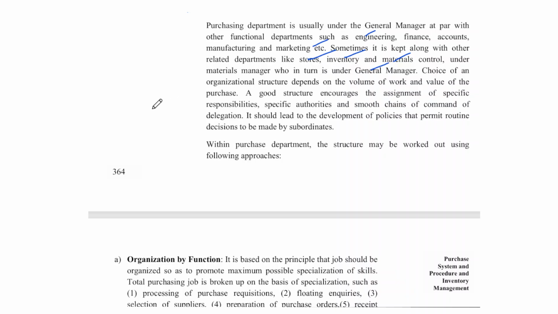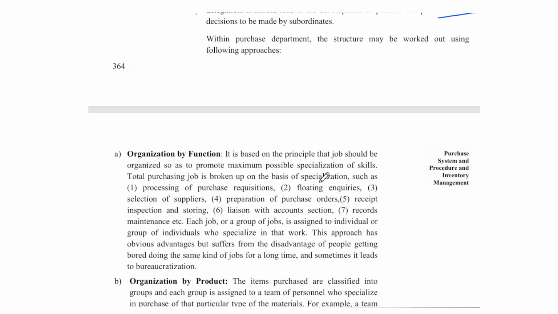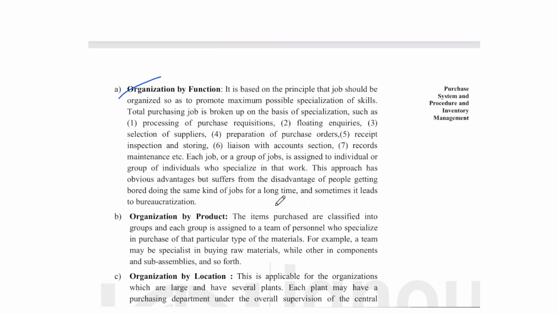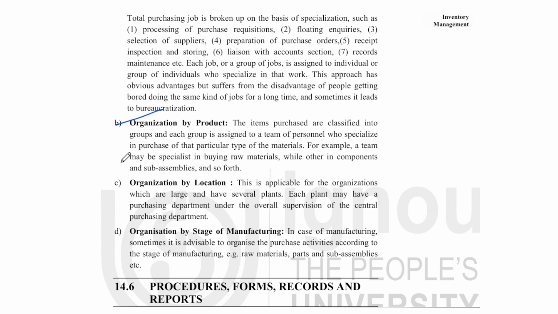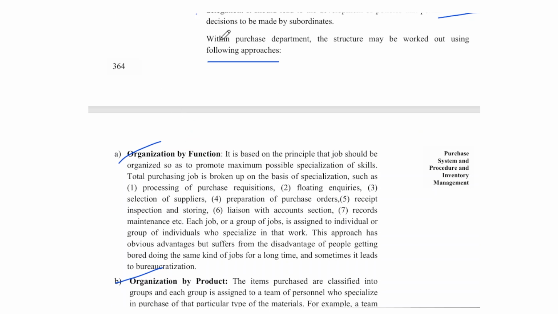A good structure encourages the assignment of specific responsibilities, specific authorities, and a smooth chain of command of delegation. It should lead to the development of policies that permit routine decisions to be made by subordinates. Within the purchase department, the structure may be worked out using the following approaches: organization by function, organization by product, organization by location, and organization by stage of manufacturing. So these are the approaches.